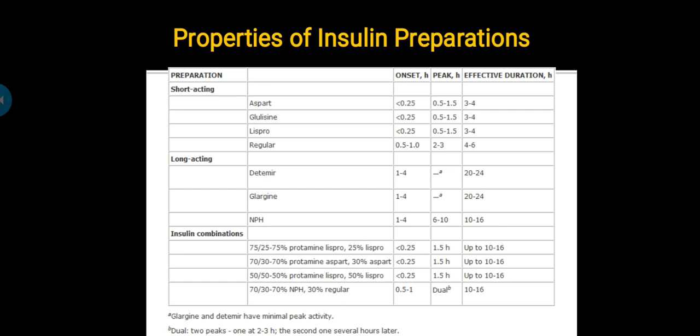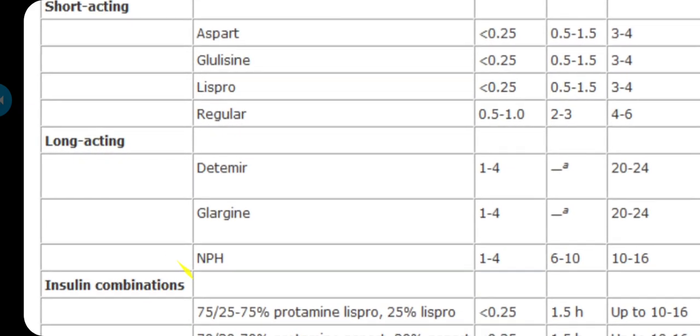So, properties of insulin preparations. What are the types of insulin? These can be short acting and long acting. Previously there was another classification, intermediate acting, but nowadays it is short acting and long acting. What are the short acting insulins? Insulin aspart, insulin lispro, insulin regular, and insulin glulisine.